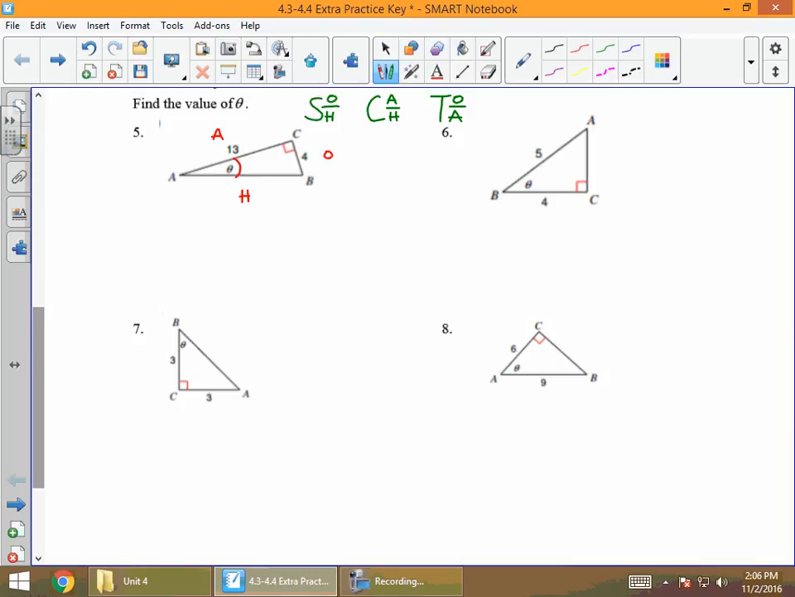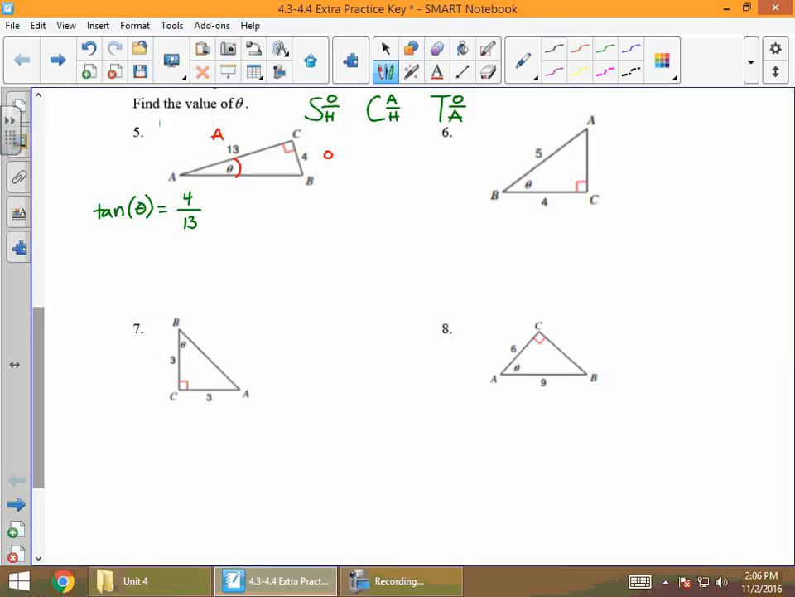Which one is useless? The h is useless. I don't know anything about it. So O and A, so that is tangent. So the tangent of the angle, theta, that's the Greek letter theta, is equal to the opposite over the adjacent. So 4/13.